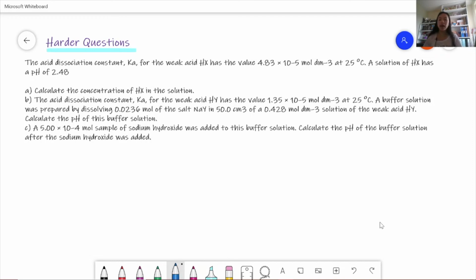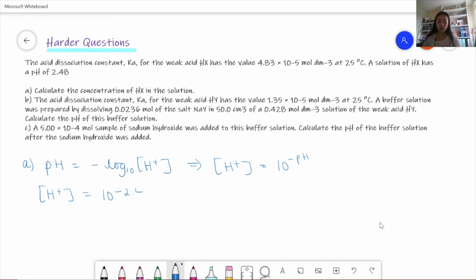So what we do is we have to use the pH formula. pH is equal to minus log to the base 10 of the concentration of H+ ions. And so to find the concentration of H+ ions, we need to do 10 to the power of minus pH. The concentration of H+ ions in this case is 10 to the minus 2.48, and this is equal to 3.31 times 10 to the minus 3 moles per decimeter cubed.